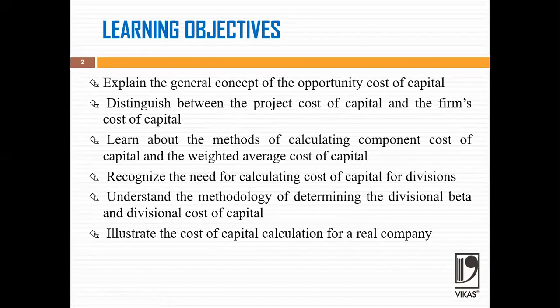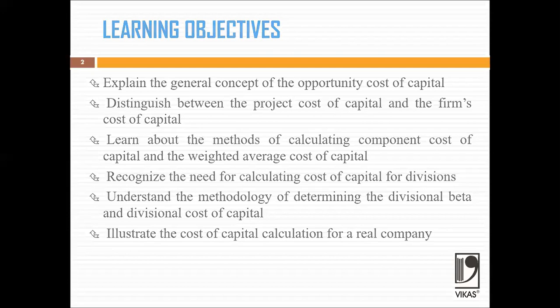Explain the general concept of opportunity cost of capital, distinguish between the project cost of capital and the firm's cost of capital, learn about the methods of calculating component cost of capital and weighted average cost of capital. Recognize the need for calculating cost of capital for divisions. Understand the methodology of determining the divisional beta and the divisional cost of capital. Finally, illustrate the cost of capital calculation for a real economy.